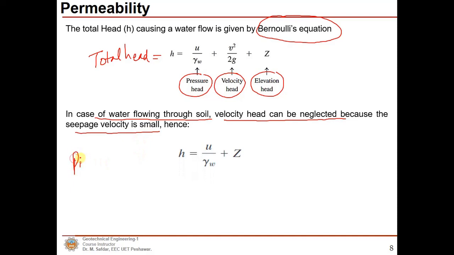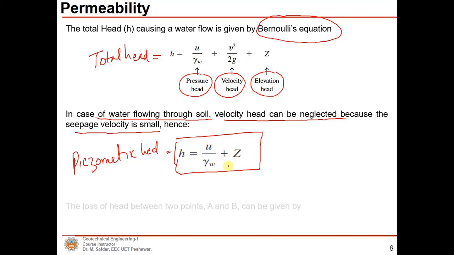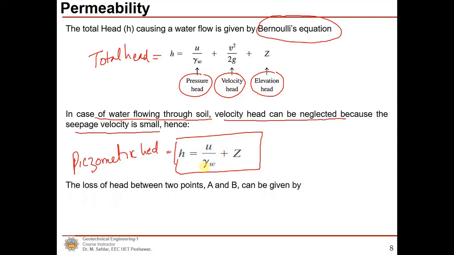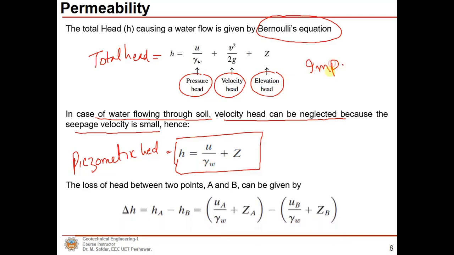Hence we can say that the piezometric head will be equal to the pressure head plus the elevation head. These are very important equations which can be used in solving various problems or numericals in assignments, quizzes and during the exams as well.